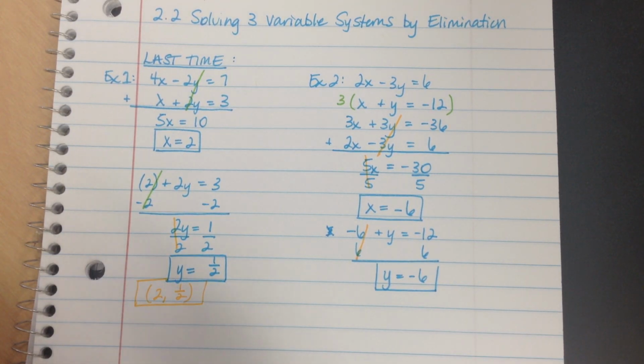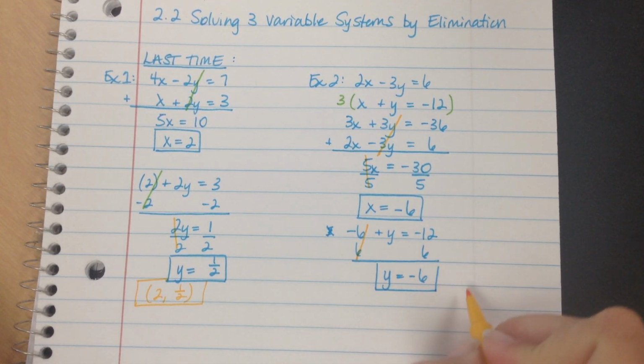Again, writing your answer in the proper form. Final answer, (-6, -6).